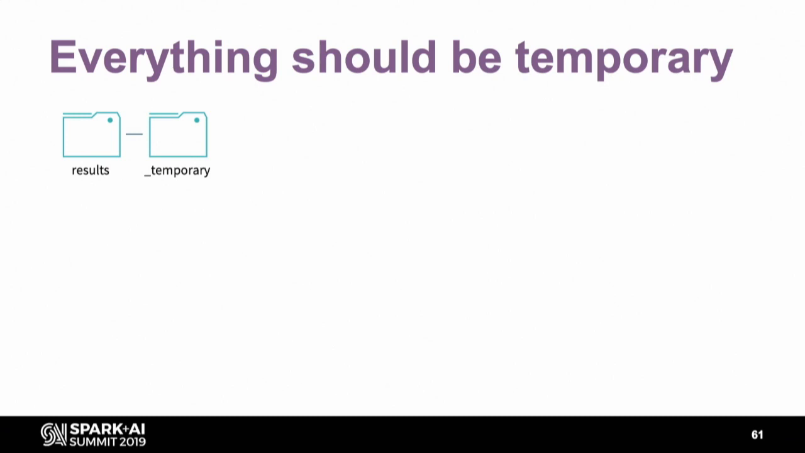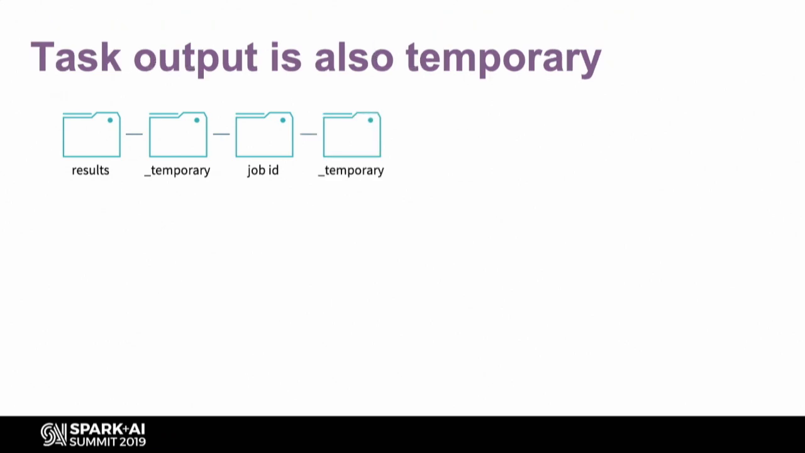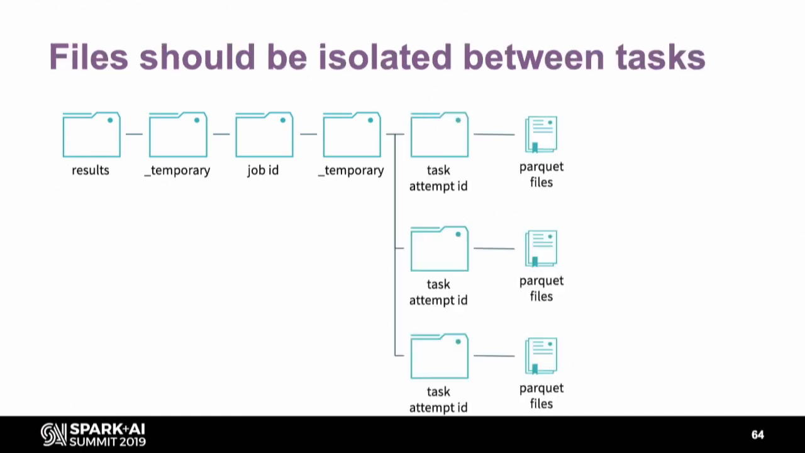Before the write job is committed, everything should be temporary. And there can be multiple jobs running to write to the same path, so we need another directory level with the job ID. Task output files should also be temporary before they are committed, and files should be isolated between tasks. So there is another level of task with task ID.